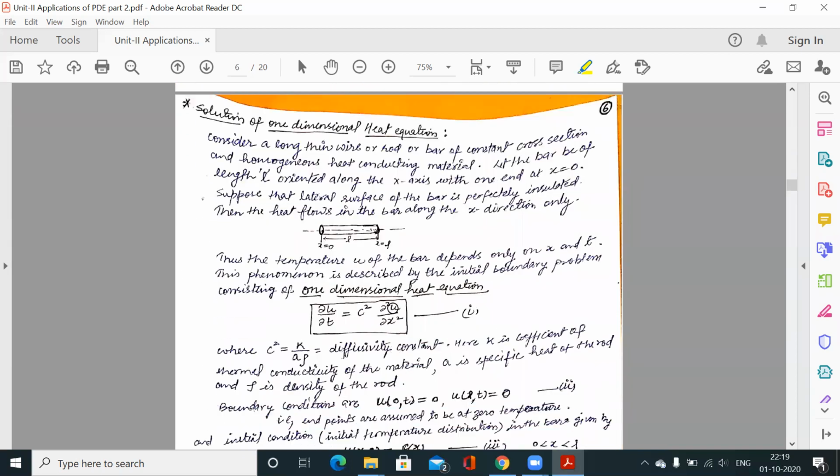So in the next lecture we will discuss how to solve the one dimensional heat equation. Right now we solved the one dimensional wave equation and questions based on it. Similarly, in the next lecture we will do how to solve the one dimensional heat equation and questions based on the heat equation. Clear?